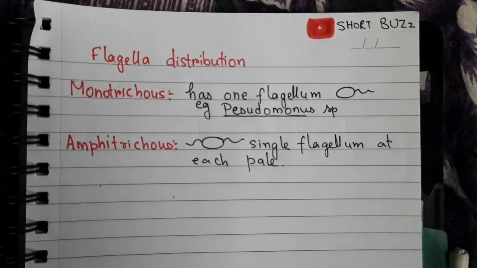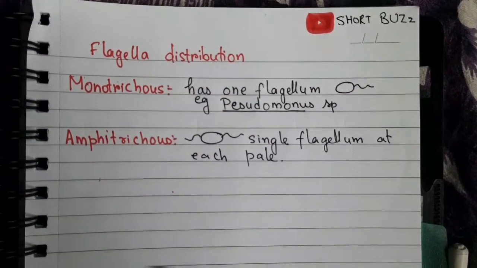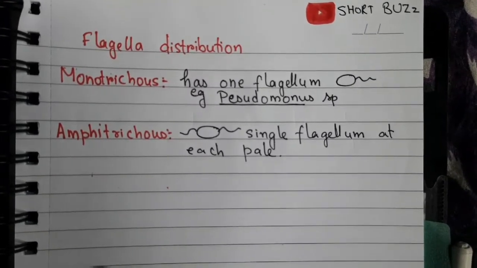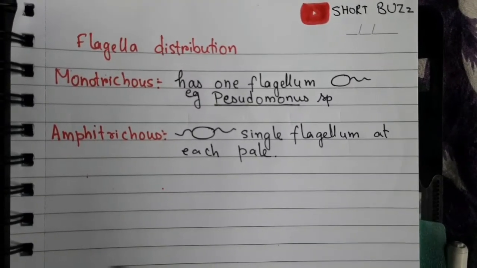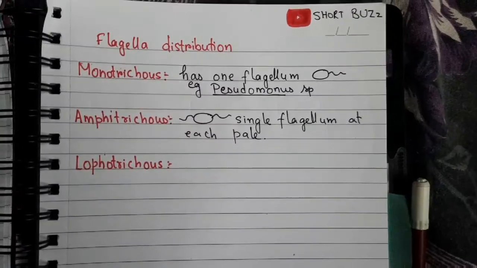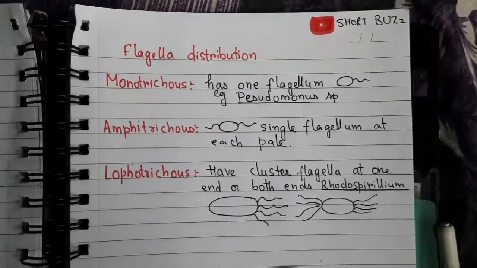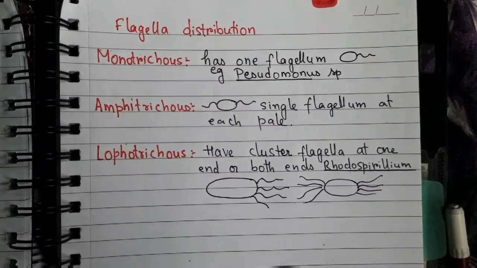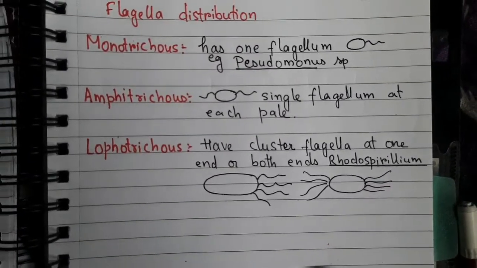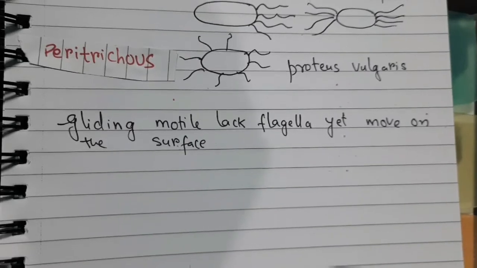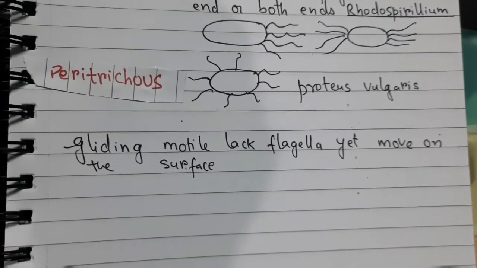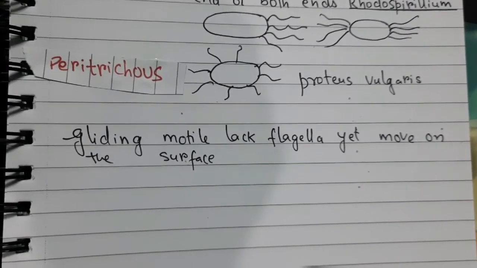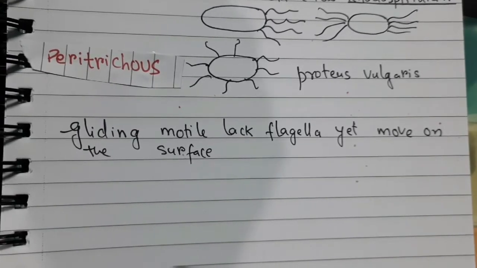Now Amphitrichous has a single flagellum at each pole. You can see in the diagram I have also shown here. The third one is Lophotrichous. These have a cluster of flagella at one end or both ends. Example, Rhodospirillum. The last one is Peritrichous. Example is Proteus vulgaris. Now gliding motile bacteria lack flagella yet move on the surface.